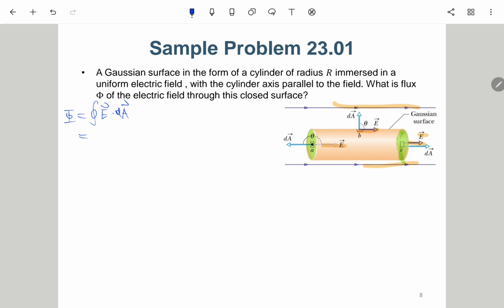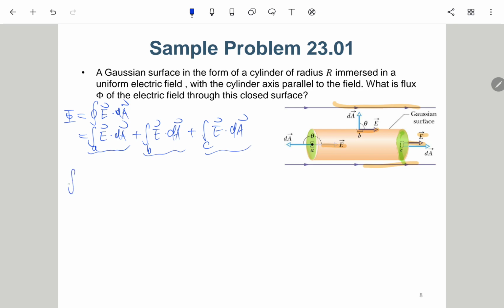Okay, and actually the integration is additive, so we can separate it into 3 parts, 1, 2, 3, and we can write it as integration of E dot dA for the surface A, plus integration of E dot dA for the surface B, plus integration of E dot dA for the surface C. And after we separate the whole cylinder into 3 parts, every part is not closed anymore, so we don't draw a circle here. And actually, we can calculate these surface integrals one by one.